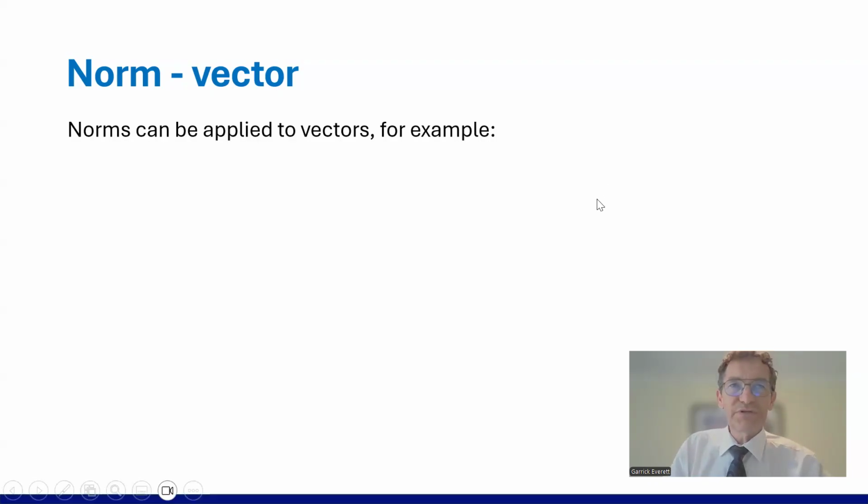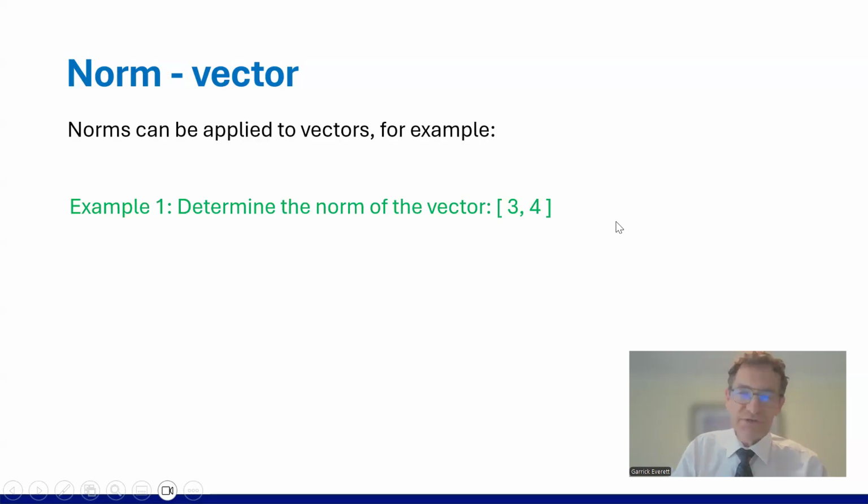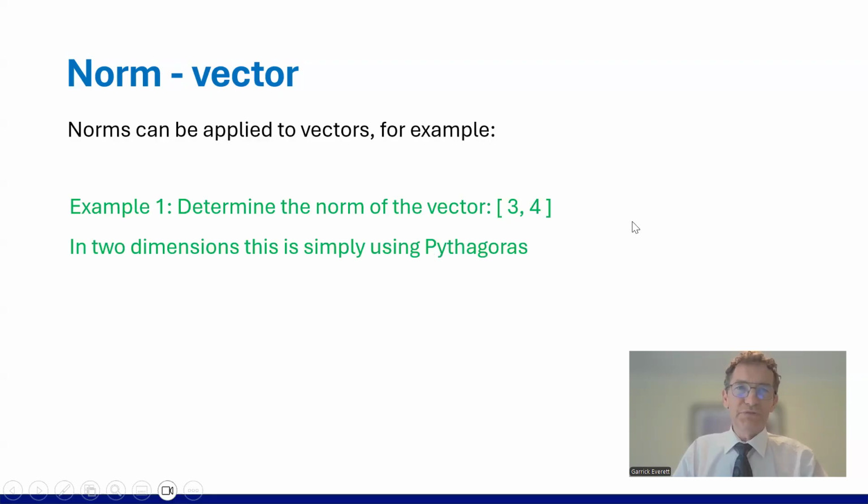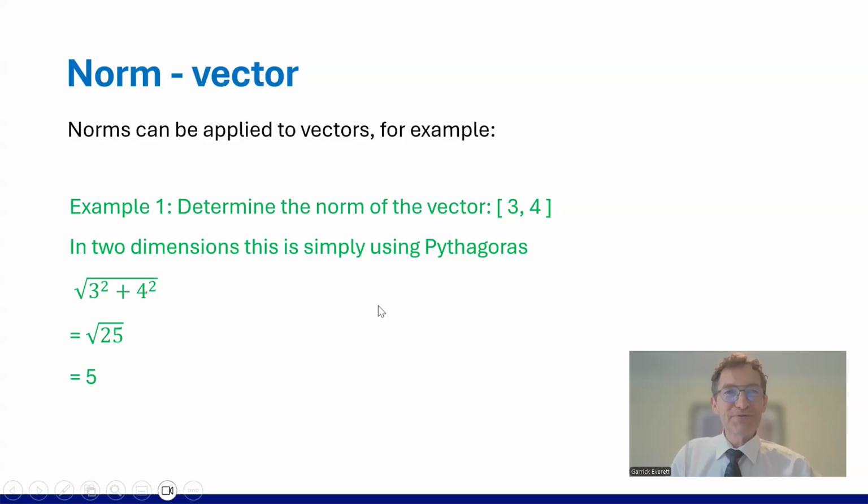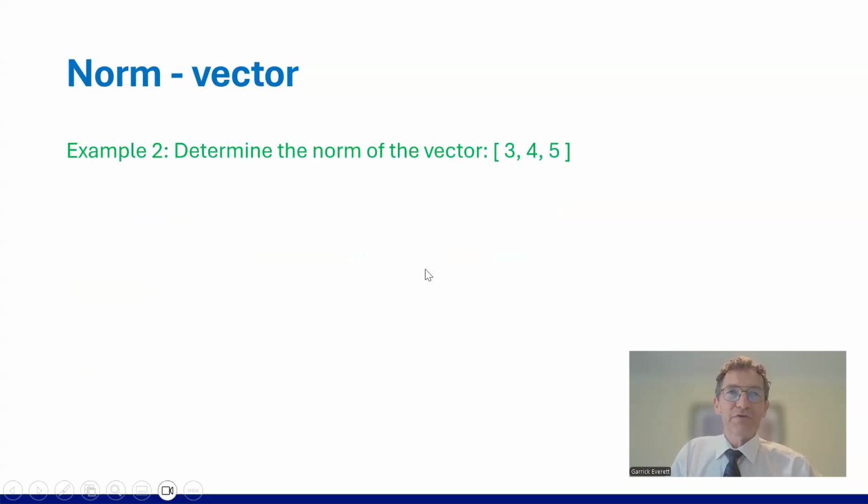So norms can be applied to vectors. The easiest way to do vectors and matrices is to give you the examples. So, the norm of the vector (3, 4), which you would have done for sure. In two dimensions, this is simply using Pythagoras. The norm is the length of the vector. You know already what the answer is because you're in third year mathematics. So 3 squared plus 4 squared is 25. The square root of 25 is 5. Straightforward.